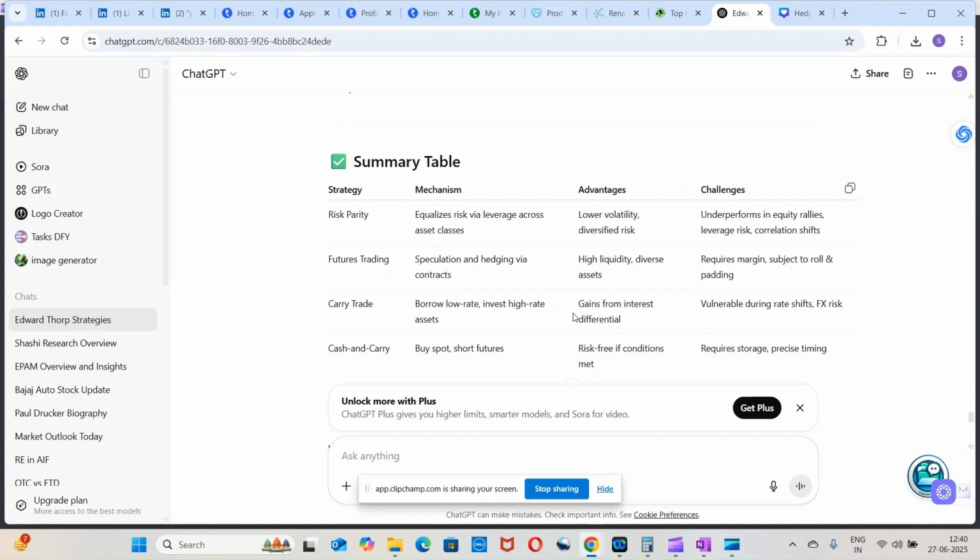Carry trade: borrow at low interest and invest in high interest rate assets, with gains from the interest rate differential. It's vulnerable during rate shifts, and forex risk is there. Cash and carry: buy spot, short futures, and it's risk free if conditions are met, but it requires storage and precise timing.